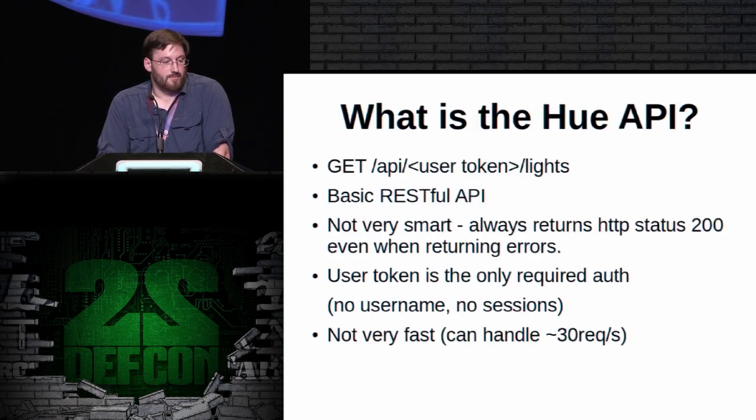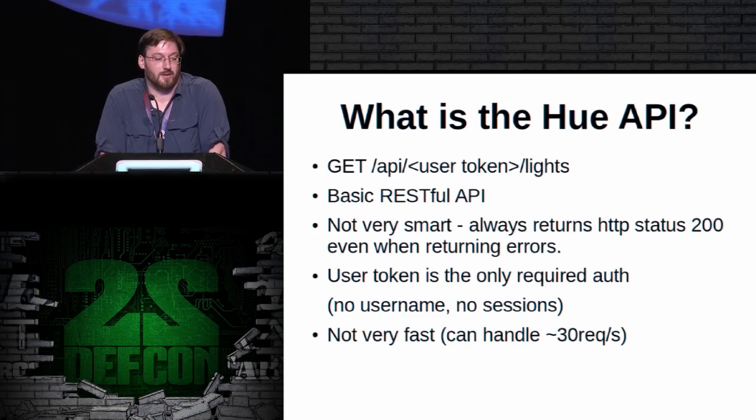So this is the Hue API. It's very basic. The networking stack in that thing is very interesting, and I mean that in the nicest possible way. It always returns the HTTP 200 status code. It doesn't really mind if you just don't send ACK packets. It just kind of keeps going. As I said, it's just the user token. There's no username and password, and it's not very fast.